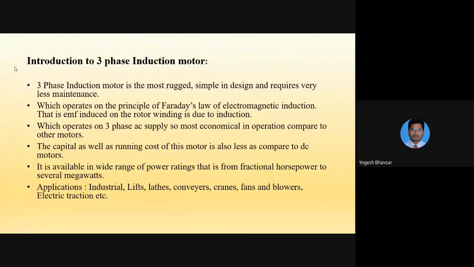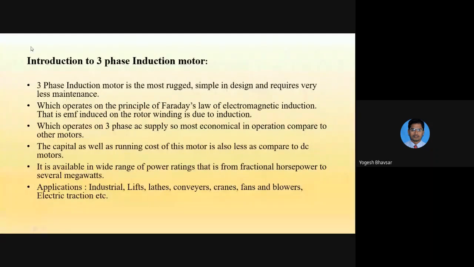Why is it famous? Because the construction is very rugged, simple in design, requires very little maintenance, and the capital as well as running cost of this motor is also less as compared to DC motors. So that's why it is very famous. We have seen that it operates on three-phase supply.